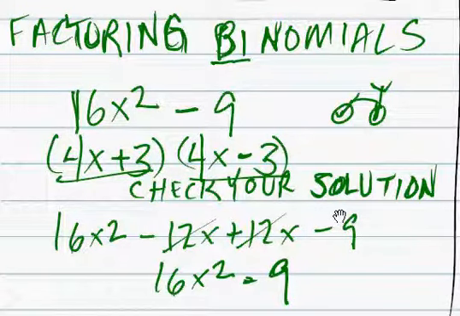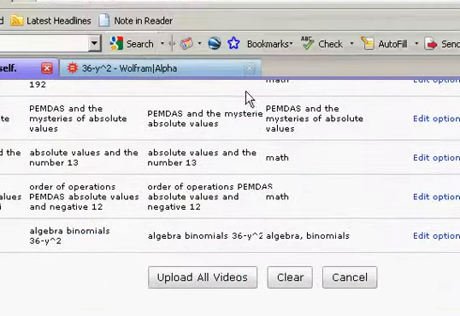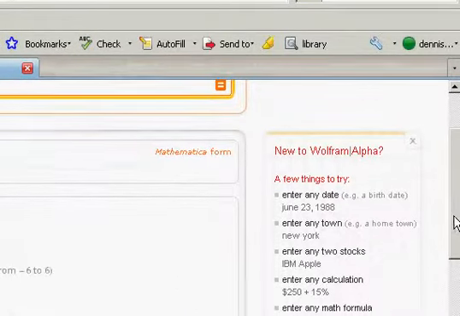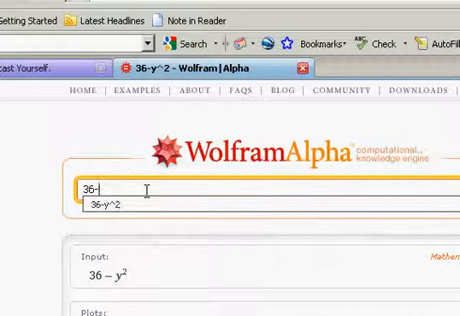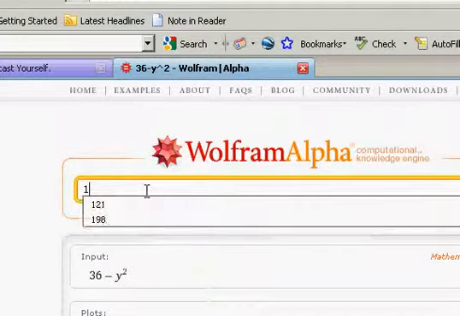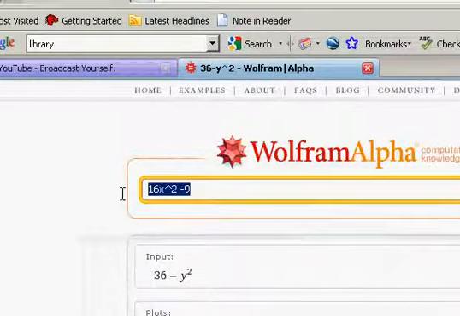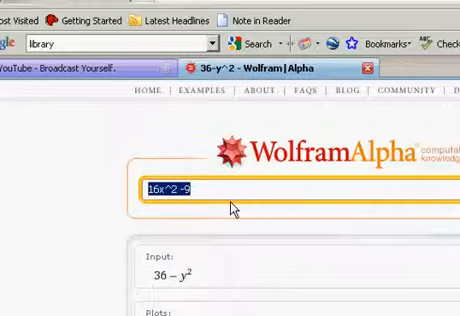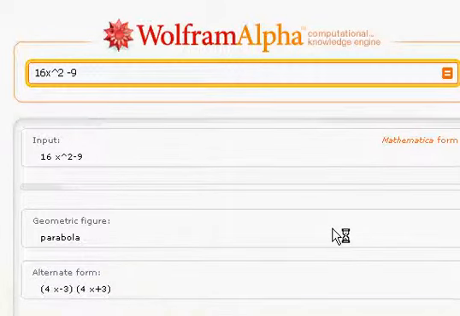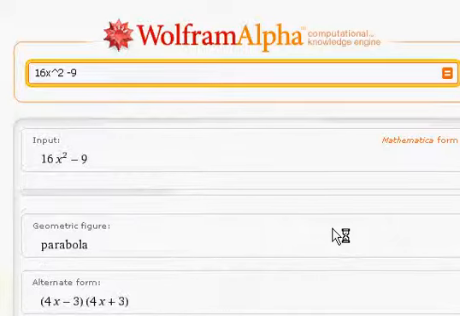Thanks for watching. Now let's take this binomial over to Wolfram Alpha. 16x squared, and see the pretty pictures it makes. 16x to the second power minus 9. That looks good. Alright, let's calculate this. I'll let the computer and all of its wonders do the work for us.